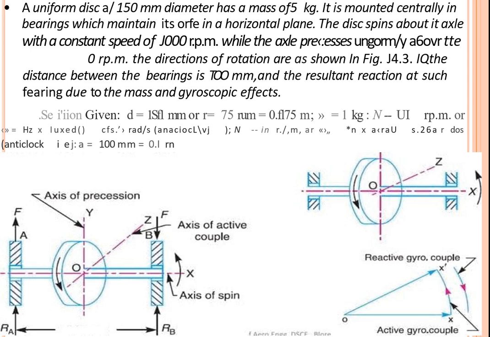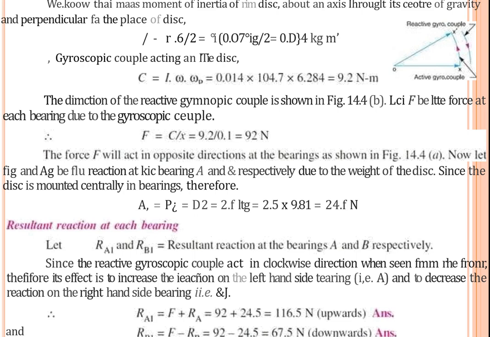Here he shows the different axes of the gyroscopic couple. For the gyroscopic couple acting on the disk, C is equal to I omega omega p. The resultant reactions at each bearing are considered as RA1 and RB1, and both are considered to be in the upward direction.